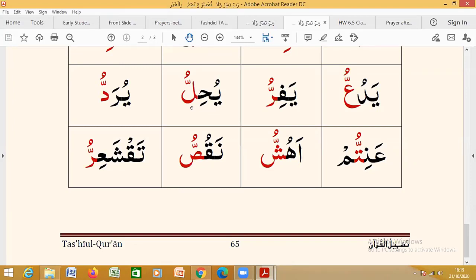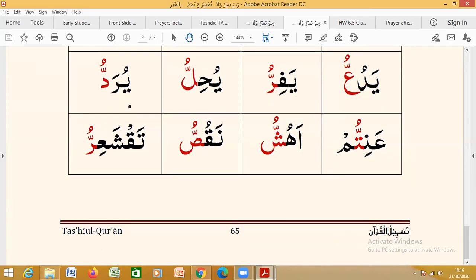Excellent. Well done. So you join the ha to the lam with force because it has a shadda on it. Excellent. And the next one? Excellent. Yuraddu. Can you say that one more time? Excellent. And which one is the mushaddad letter? Dal. Excellent. Well done. Really nicely read. Really good pronunciation.